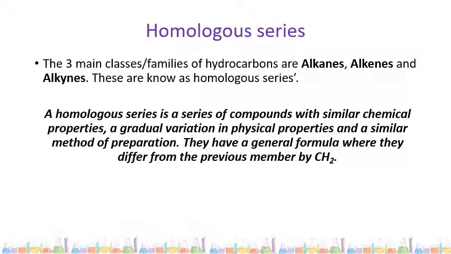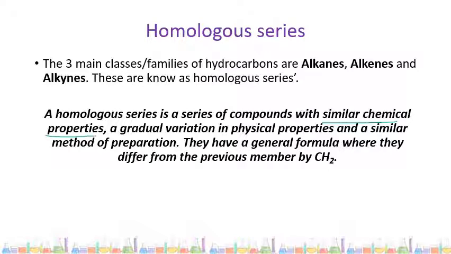The three main classes of hydrocarbons that we have, we call them families or homologous series. These are alkanes, alkenes and alkynes. You need to be very clear when you're writing out answers for this, because each one of those words only differs by one letter, so you need to be very careful. An alkane homologous series, an alkene homologous series or an alkyne homologous series, they're all a series of compounds with similar chemical properties. That's a key point, similar chemical properties.